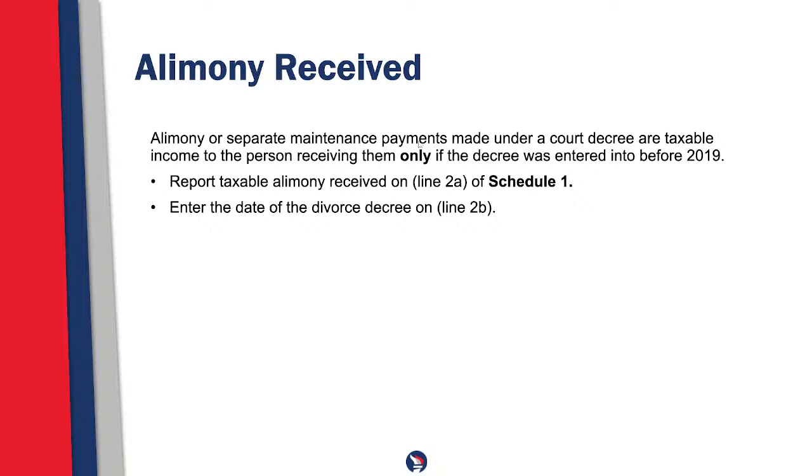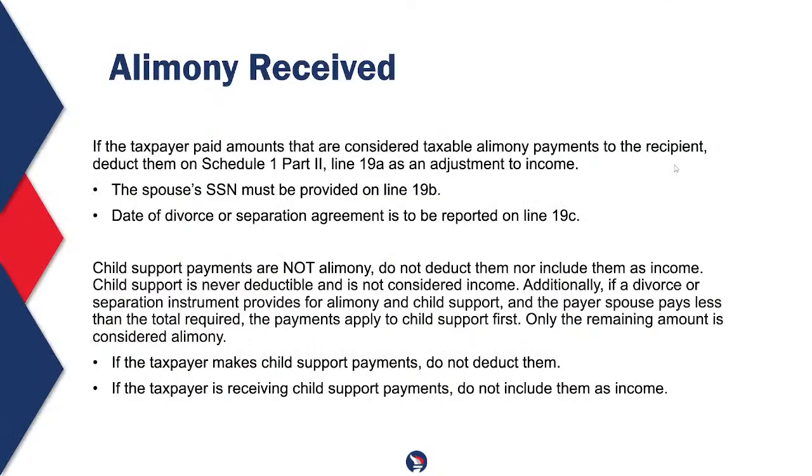Alimony or separate maintenance payments made under the court. We already said that. Okay, interesting. If the taxpayer paid amounts that are considered taxable alimony payments to the recipient, deduct them on Schedule 1, Part 2, just like I said. Like I said, we're going to think on the person that's receiving it, and we're also writing down the date that it went into play.